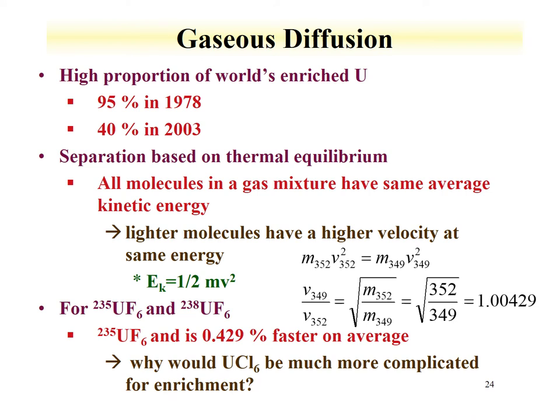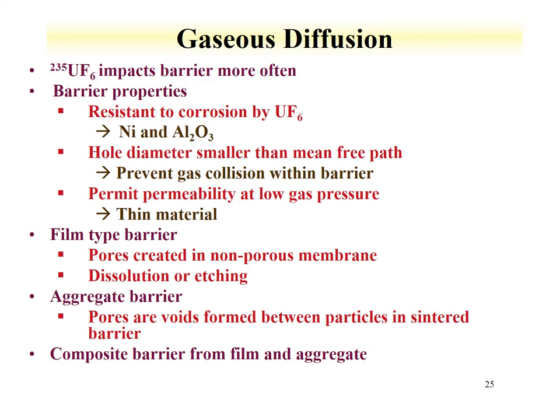But the question is, why would this be more complicated? And that has to do with the fact that the chlorine has two stable isotopes, so your masses would vary based upon not only the uranium, but also the chlorine. So the uranium-235 hexachloride, being lighter, would impact the barrier more often and have a higher probability of diffusing through that barrier. The barrier properties, like what we'd mentioned earlier, needs to be resistant to the hexafluoride.